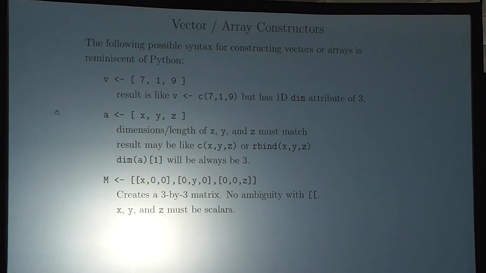And another idea that I'm still debating whether it's really a good idea or a bad idea would be to have vector array constructors that are sort of along the lines of some Python syntax. So we could say that V becomes square bracket 7, 1, 9, and that would be the same as saying V is C(7, 1, 9). But it would have a 1D dim attribute of 3, so that it would actually work properly for array subscripting. And one could similarly do things that would create matrices and such in a much more syntactically clean way, I think, than one would have to do at the moment.